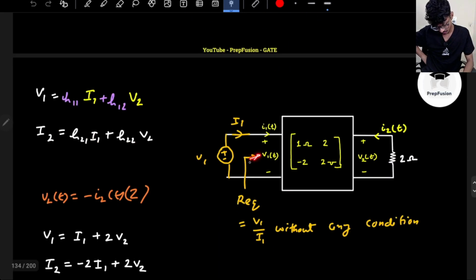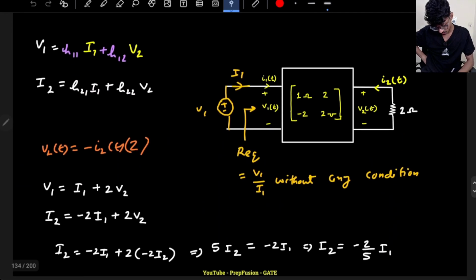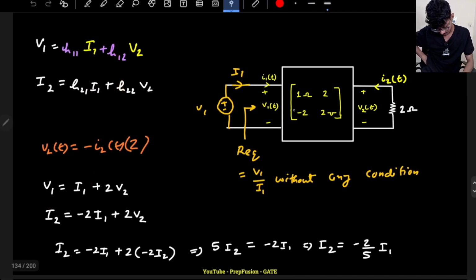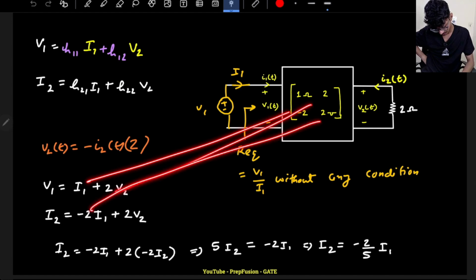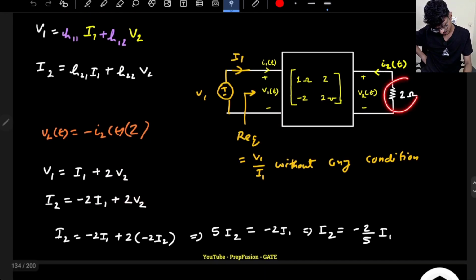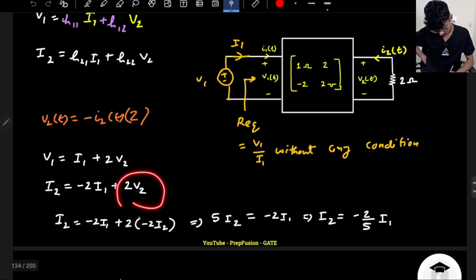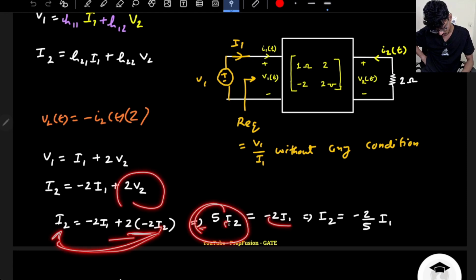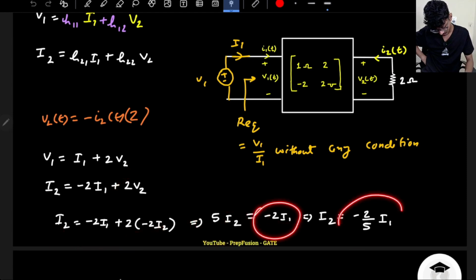For finding R equivalent, basically I have to find the ratio of V1 by I1 without any condition. So I write each parameter equation. Each parameter here is 1, here it is 2, here it is minus 2, here it is 2. Next, my V2 is minus 2 I2, so I replace it here with minus 2 I2. So this will be minus 4 I2. This will go to that side, so it will be 5 I2. So I2 equals minus 2 by 5 I1.